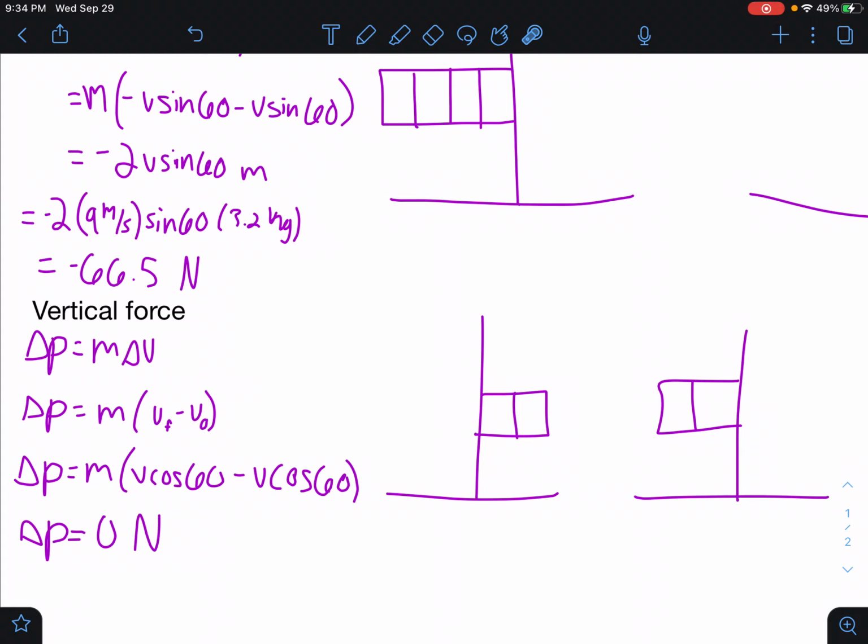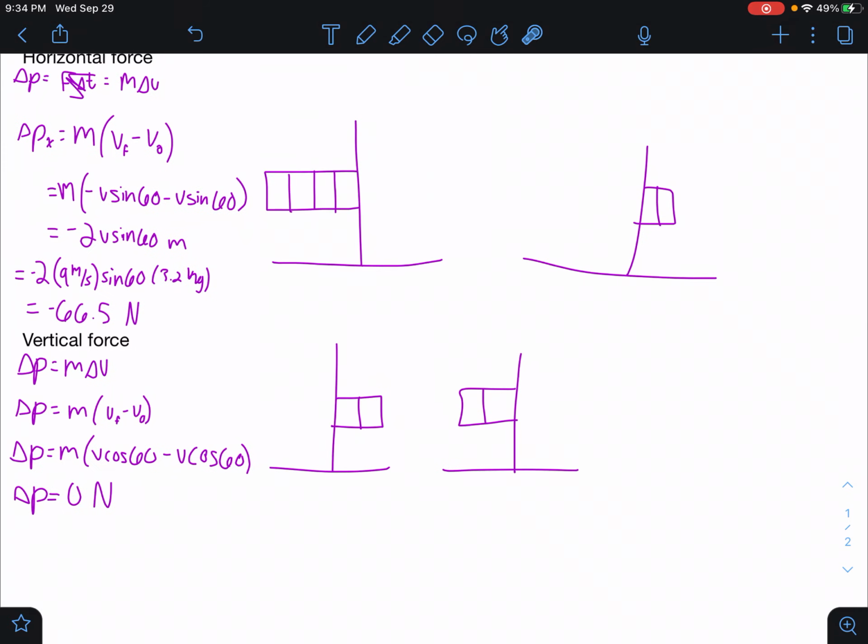That was the part that really messed me up. I tried to find a number for the vertical component of it, but there isn't. It's just 0. So, yeah, that's how I solved this problem.